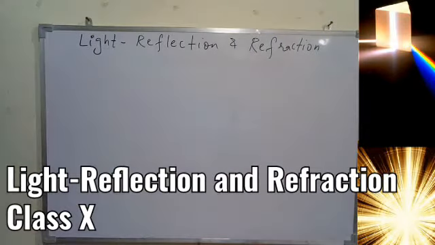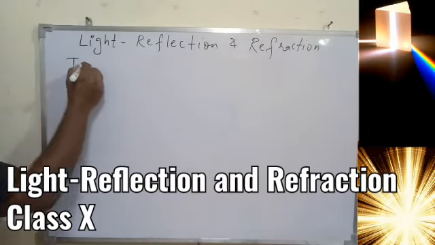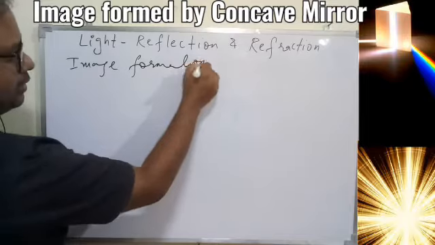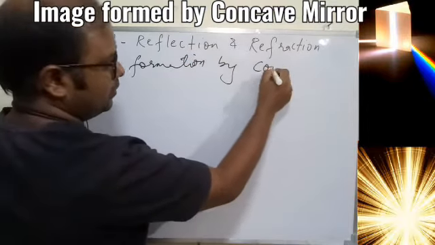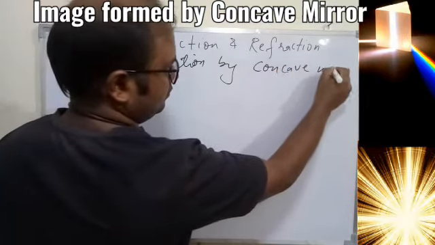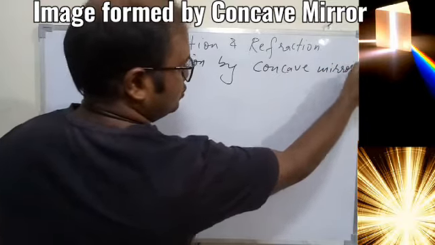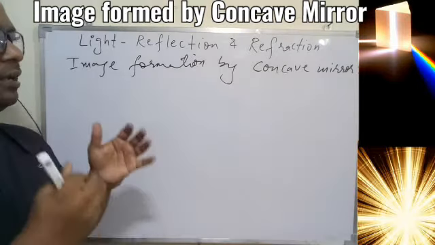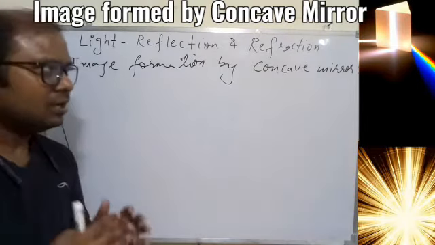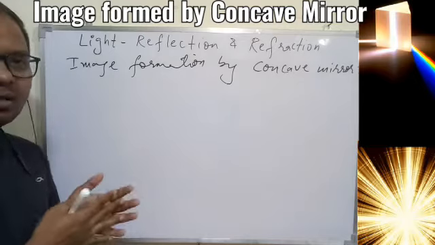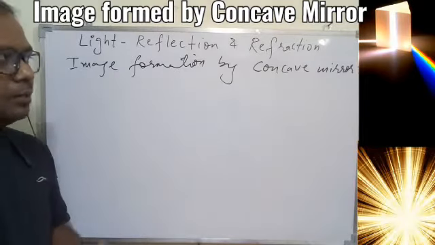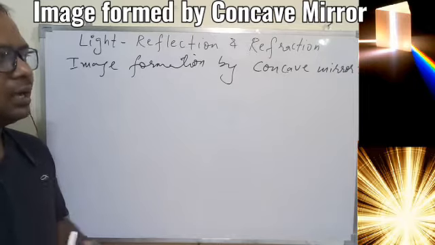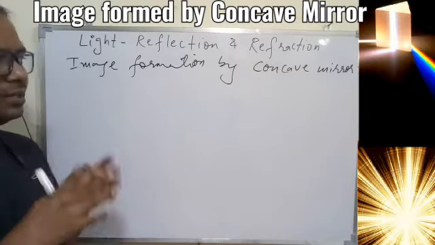So very first we'll start with the image formation by concave mirror. What we are going to study is, in front of the concave mirror, if we place the object at different positions, what kind of image will be formed by the concave mirror in different situations. And that we'll understand with the help of the ray diagram.